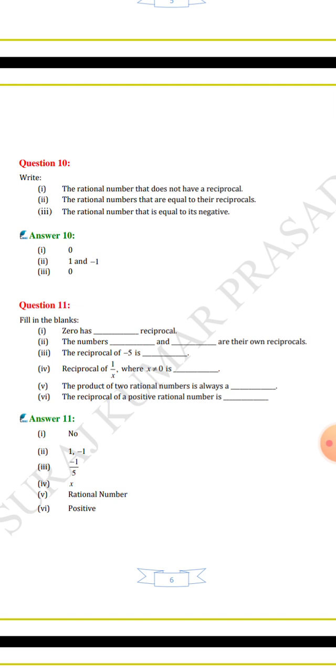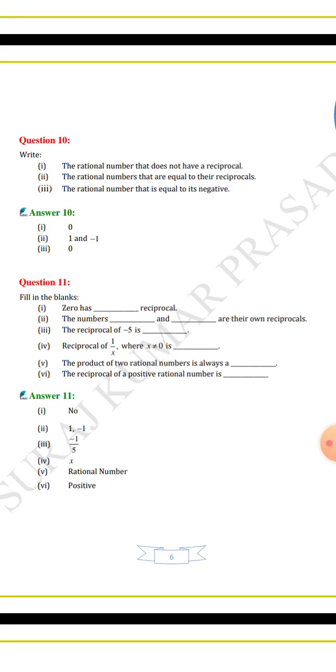Write the first one. First question is the rational number that does not have a reciprocal. Second one, the rational numbers that are equal to their reciprocals. Third one, the rational number that is equal to its negative. First one is the rational number that does not have a reciprocal. The answer is 0, because 0 does not have a reciprocal. Second one, the rational numbers that are equal to their reciprocals are 1 and minus 1.